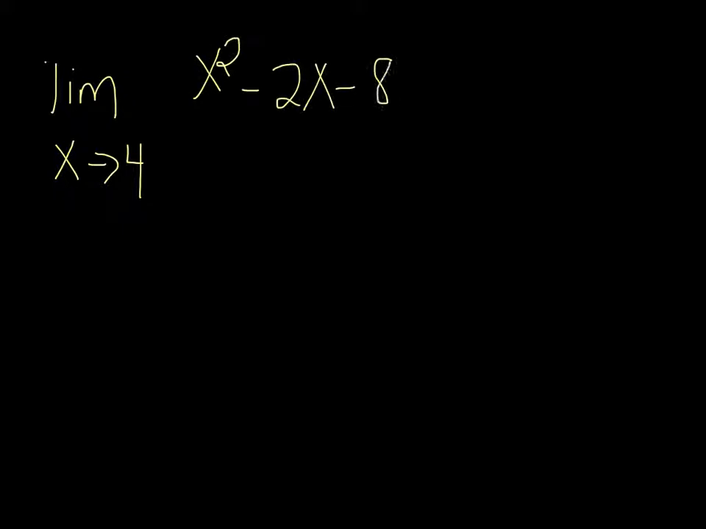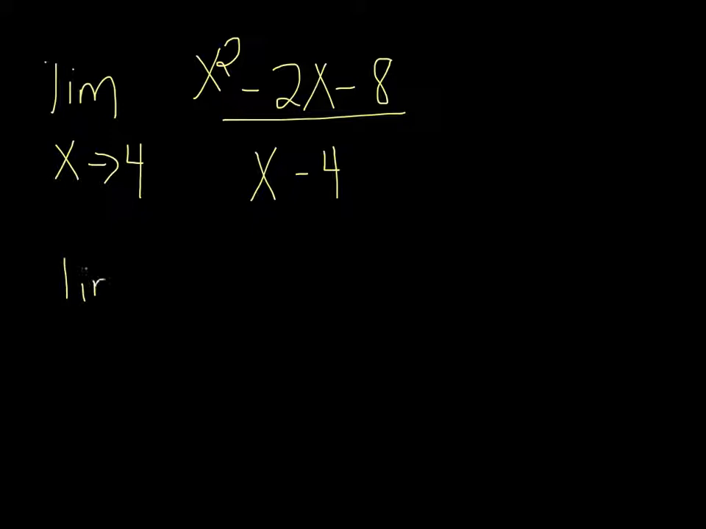All right, number 2. We are asked to find the limit as x approaches 4 of x squared minus 2x minus 8 over x minus 4. So the first thing you always try with limits is just plugging in the value. But I can see that if I plug 4 in the denominator, I get 0. So I have to try something else.